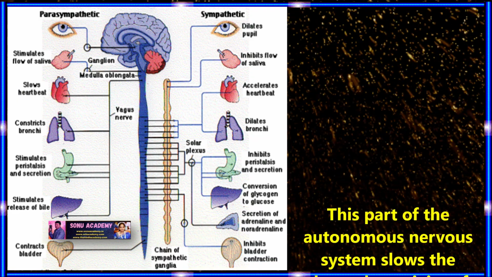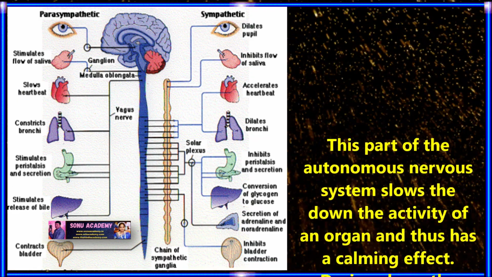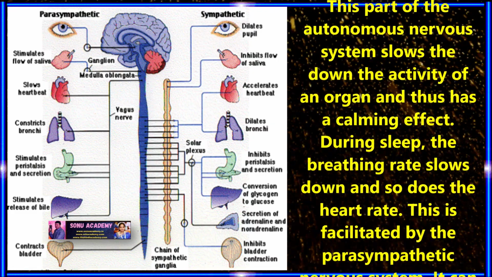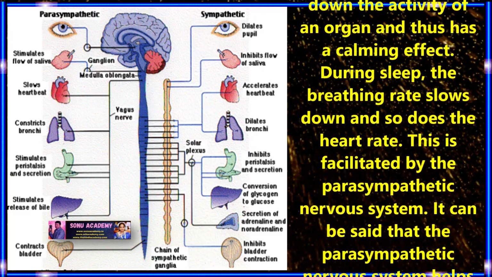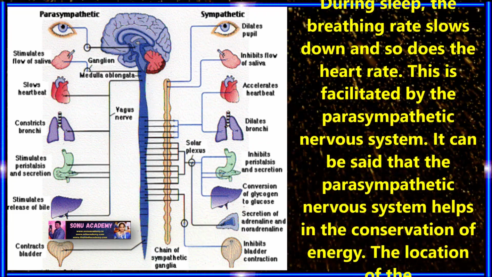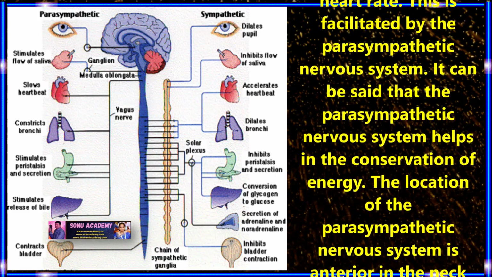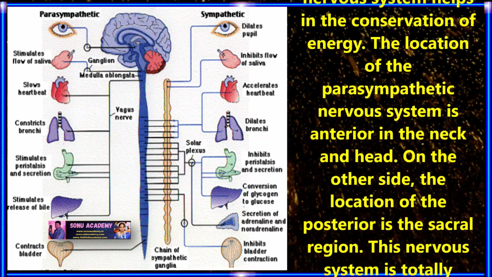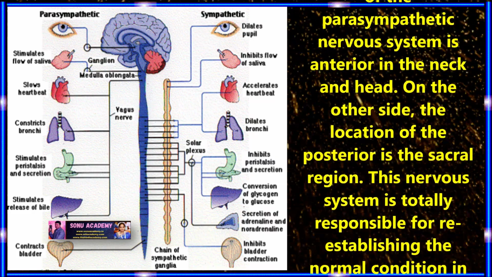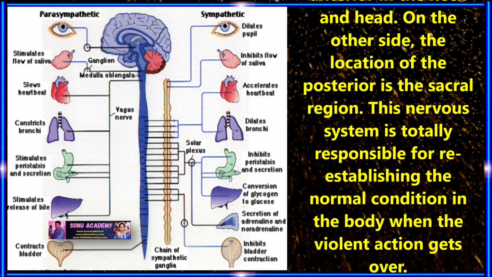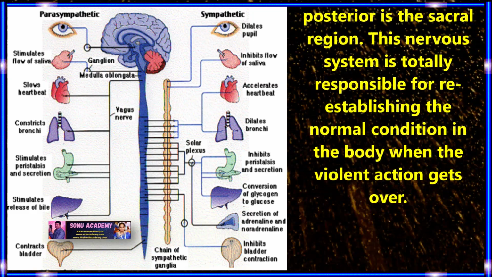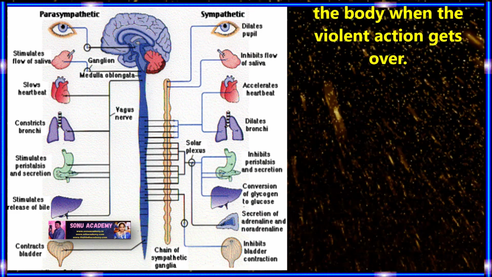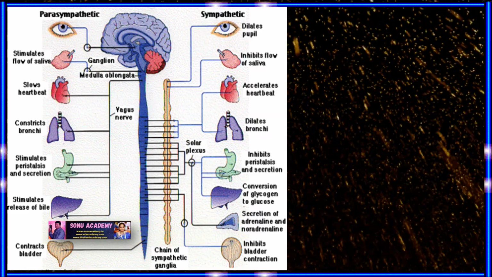Parasympathetic nerve system. This part of the autonomic nerve system slows down the activity of an organ and thus has a calming effect. During sleep, the breathing rate and heart rate slow down. This is facilitated by the parasympathetic nerve system. It can be said that the parasympathetic nerve system helps in the conservation of energy. The location of the parasympathetic nerve system is anterior in the neck and head. On the other hand, the posterior location is the sacral region. This nerve system is totally responsible for re-establishing the normal conditions in the body when the violent action gets over.